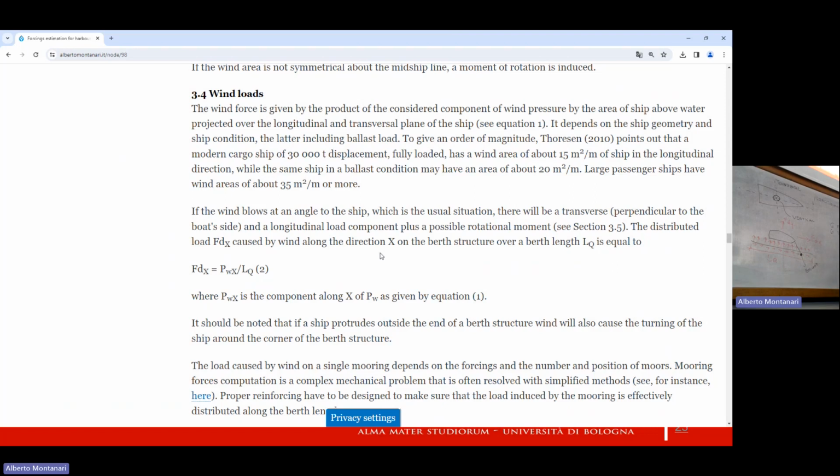So the body of the berth should be sized in order to resist the overall forcing. And the single bollards, of course, the anchorage of the single bollards must be sized in order to put a reinforcing around the bollard in the body of the berth. Okay? So the computation of the distributed load is quite simple. As you can see over the screen, you just have to decompose the wind forcing in the two directions and divide by the length of the berth. And then we will talk about the computation of the forcing along the single mooring lines. Okay.